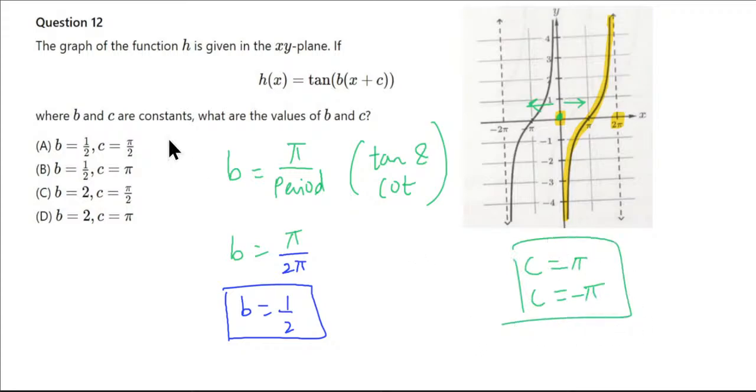In fact, both work. Well, negative pi is not an option, but pi is definitely an option in A and B. Definitely not pi over 2. Pi over 2 doesn't make any sense because otherwise there would be pi over 2 here, which is definitely not something that we see. So it has to be pi or minus pi. Pi is in the options, so we're going to go with pi.